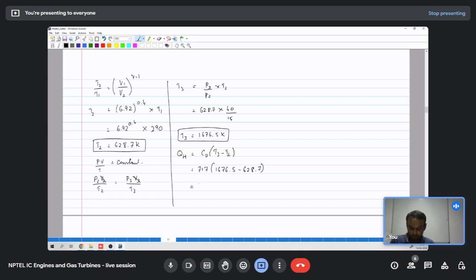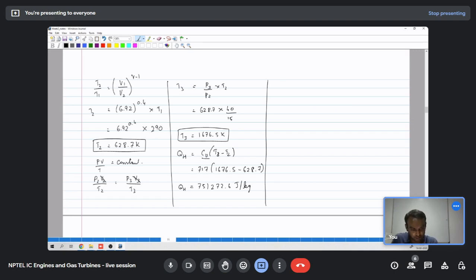So heat added is 751,272.6 joules per kg. Since we had CV in joules per kg Kelvin, and we multiplied only with the temperature and not the mass, we have found the heat added per cycle for 1 kg of the air in the cycle. Now we have to find the displacement.